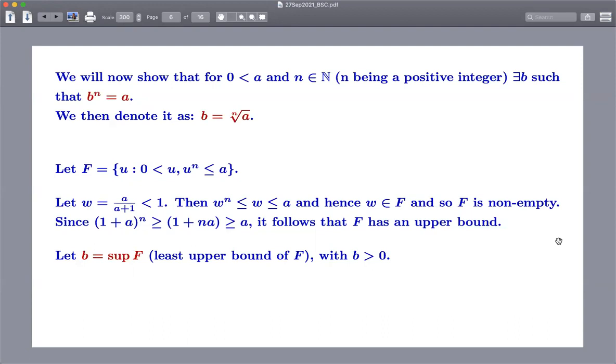So we have proven that it is non-empty and it has an upper bound. Therefore, the least upper bound of F exists. We call it the supremum and write it as B. And B is bigger than 0, because any upper bound of this set will be bigger than 0.